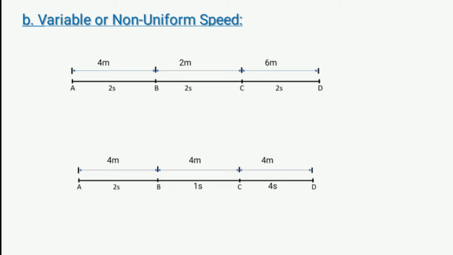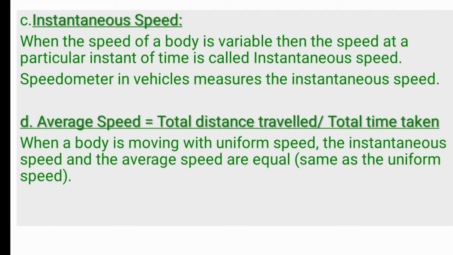If a body covers unequal distances in equal time intervals or equal distances in unequal time intervals, then the body is said to be moving with variable speed. When the speed of the body is changing or variable, then the speed at a particular instant of time is called its instantaneous speed. Speedometer in vehicles measure this instantaneous speed. Again, if the speed of the body is variable or non-uniform, then the average speed is given by total distance traveled by total time taken. When a body is moving with uniform speed, then the instantaneous speed and the average speed will be equal to each other.